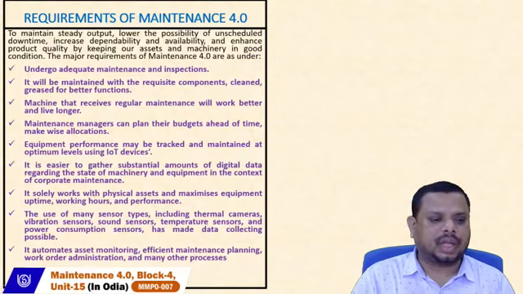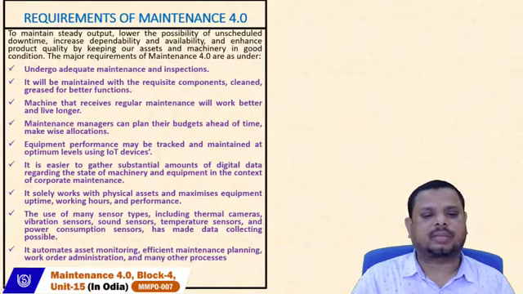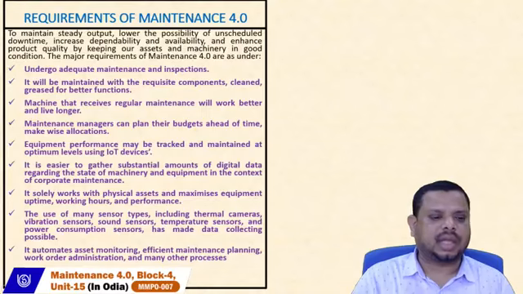The next is the use of many sensor types, including thermal cameras, vibration sensors, sound sensors, temperature sensors, and power consumption sensors, which have made the data collecting possible. So thermal sensors are vastly used in steel industries, especially for the furnaces. Then vibration sensors are also used in large scale industries to observe from pump to motor and motor to pump.